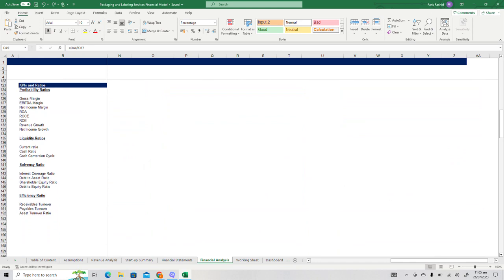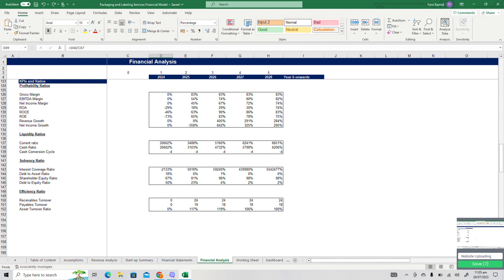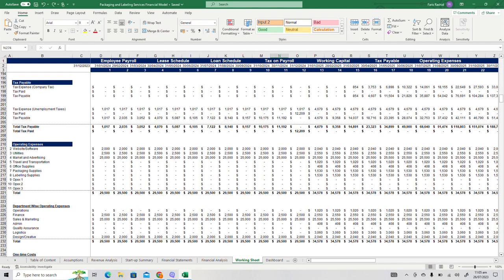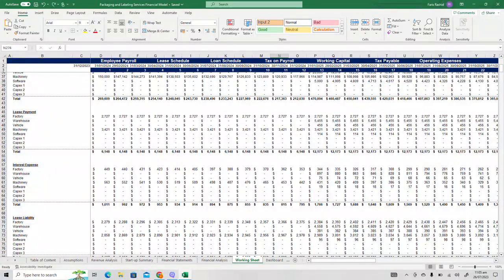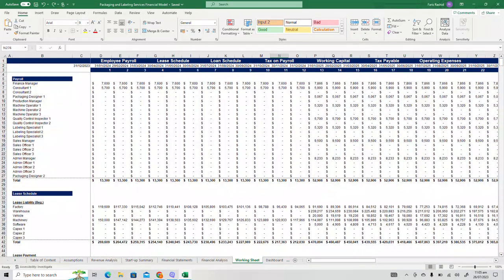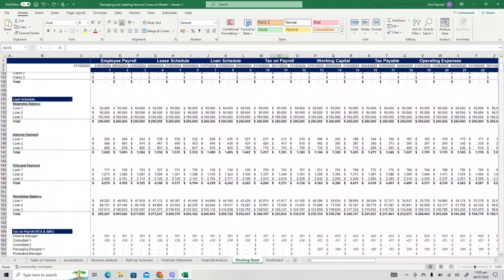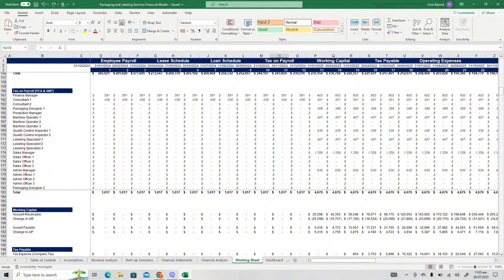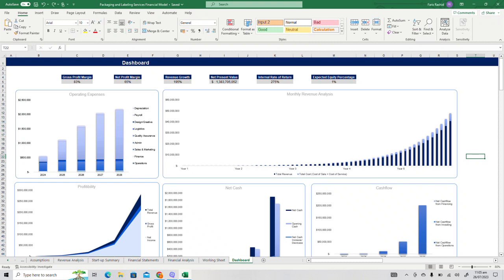Then comes the KPIs and ratios of the company. These KPIs and ratios include all the relevant ratios such as profitability ratio, liquidity ratio, solvency ratio, and efficiency ratio. Then comes the working sheet. The working sheet tells you about all the relevant workings which are being used in the previous sheets to calculate overall values, such as it includes payroll, lease schedule, loan schedule, and tax on payroll, working capital, and operating expenses. Then finally comes the dashboard.